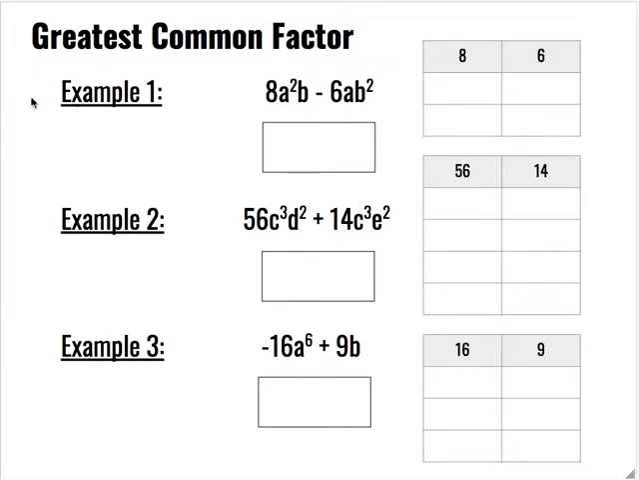Example number 1 should look familiar because you can see that example on assignment number 1, question number 6, where you're given 8a to the second power b minus 6ab to the second power. So the first thing that you need to do for each of these problems is to find the factors of each number. So factors, again, are the numbers that multiply to a different number.